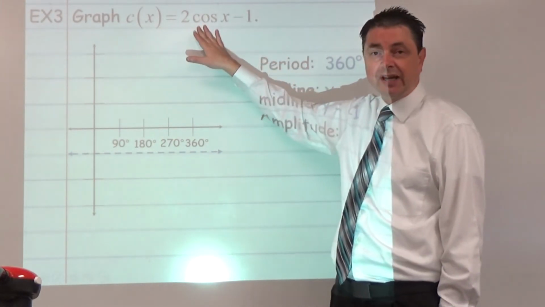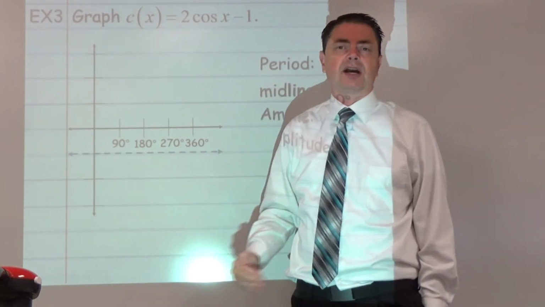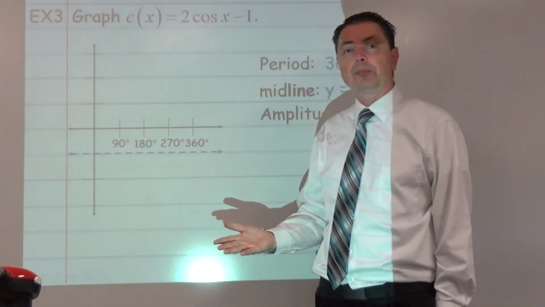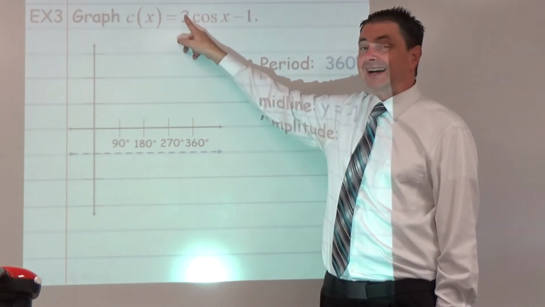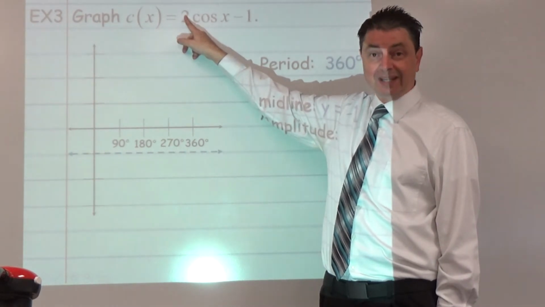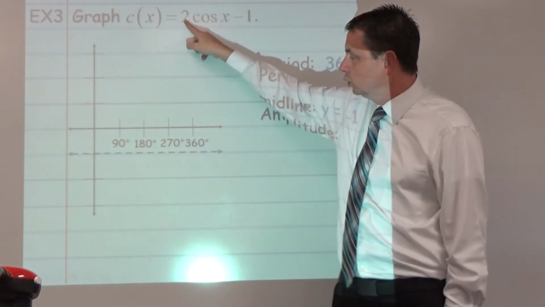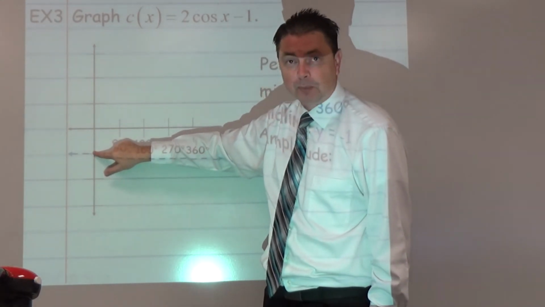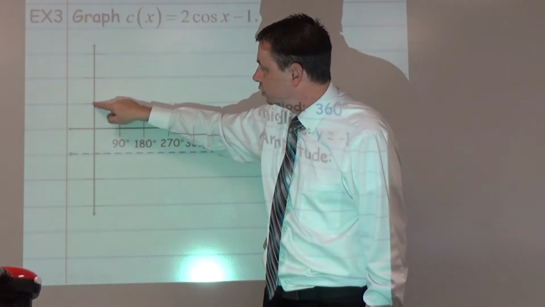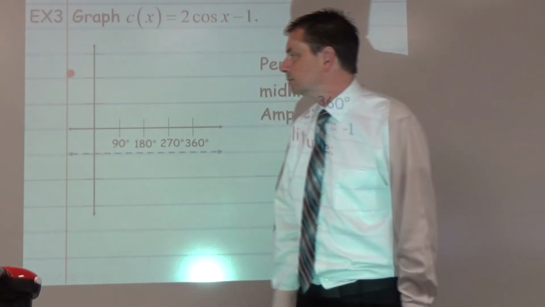We're doing the cosine graph. Cosine graph typically starts above the midline. It's going to be 2 above. This is a positive 2, so there is no reflection. It is going to be above, 2 above. Here's our midline starting at 0. Let's start above. Let's start 2 above. 1, 2. Here's our first key point.